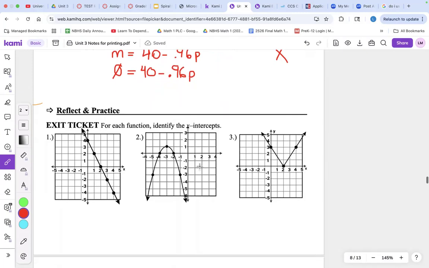Okay, and then you have your exit ticket. And very simply, for each function, identify your x-intercepts. Didn't even ask for the y. You got this.